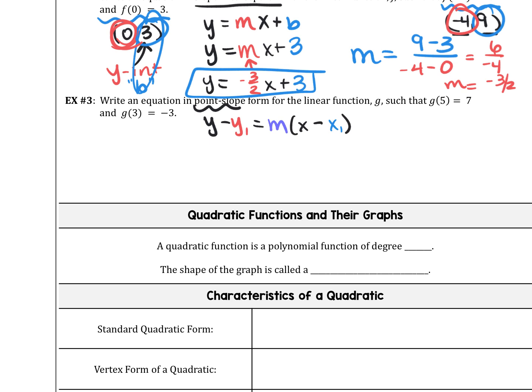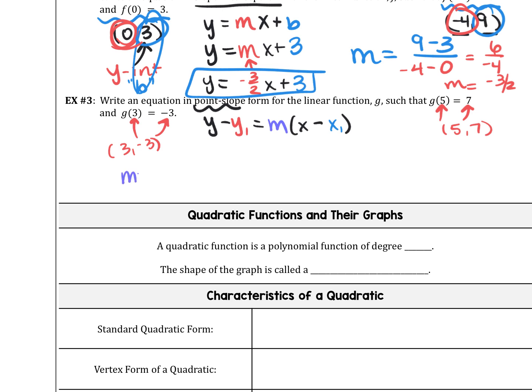So what do we know? What are we given? We're given that when x is 5, the output or the y value is 7. So we've got this point here on our graph. We also know that when x is 3, the output is -3. So 3, -3. So we can use this to find the slope.